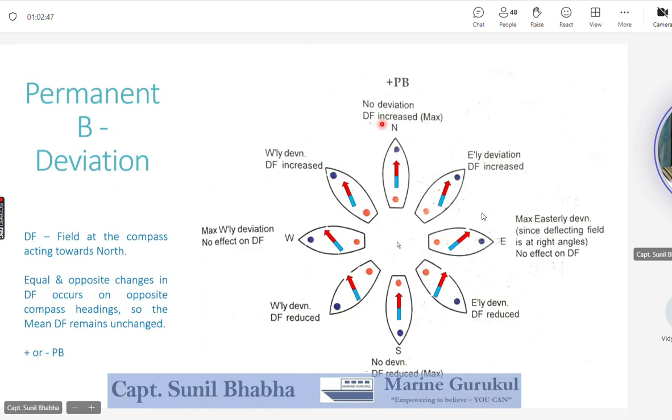Not much practical application, beta. The only thing is, whenever you explain a coefficient and make a diagram, these two things are required in the explanation. One is the effect of that coefficient on the deviation and second is the effect of that coefficient on the directive force. No practical application further.